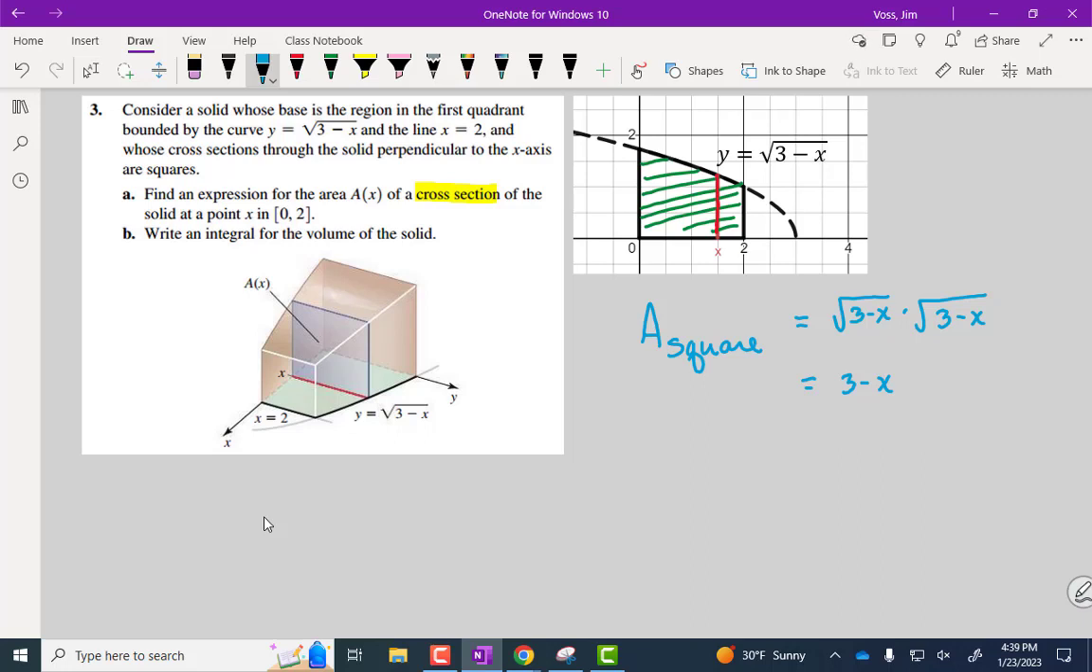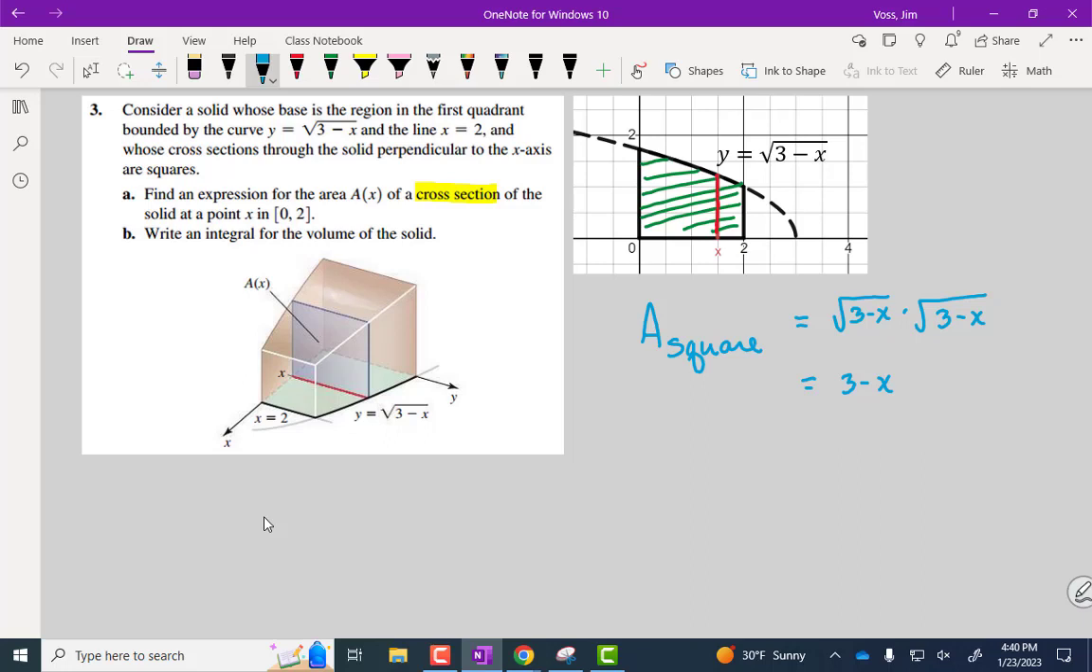So if you plug in x equals 2, you will get that this square that's coming out of the board right here has an area of 1. 3 minus 2 is 1. Or you could plug the 2 in here and say that the base of the square has length 1. That means the height of the square is also 1, so the area must be 1. If you look here at 0, the area of the square is going to be 3.